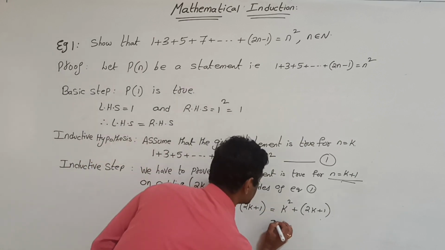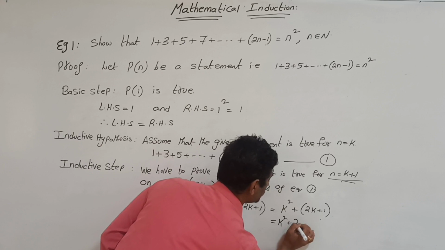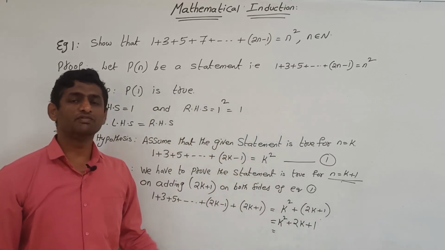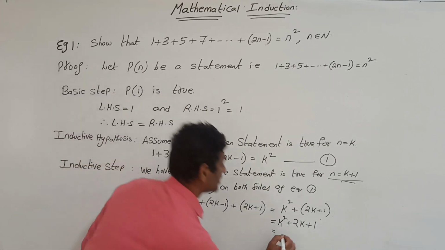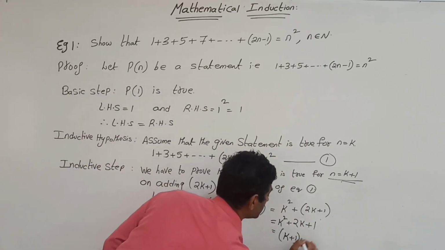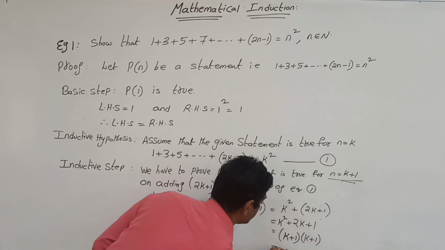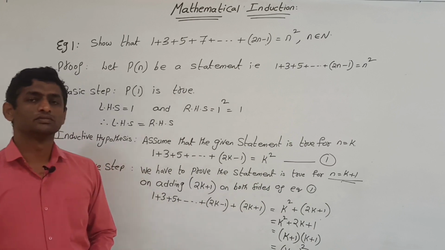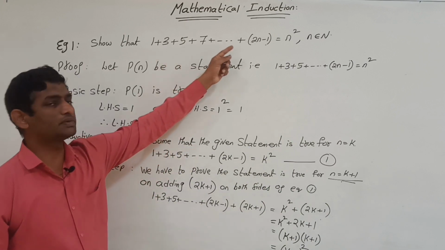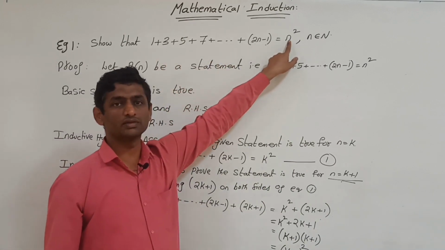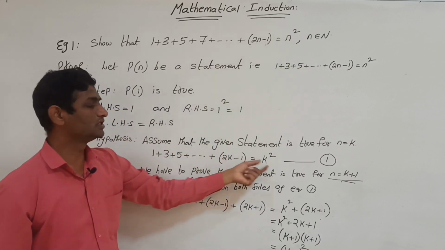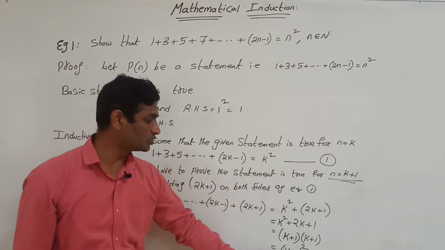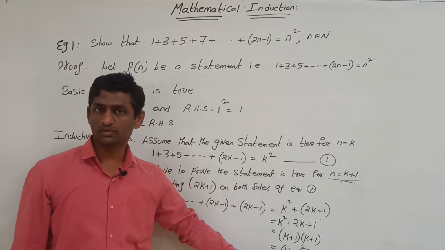If you simplify the RHS, k square plus 2k plus 1 is a quadratic expression and we can factorize it. It will be k plus 1 into k plus 1, that is, k plus 1 whole square. As the statement for n terms gives n square, and for k terms gives k square, the statement for k plus 1 terms should give k plus 1 whole square.